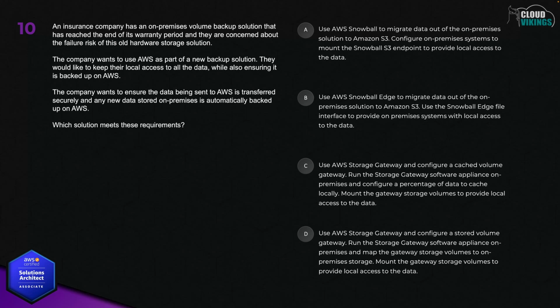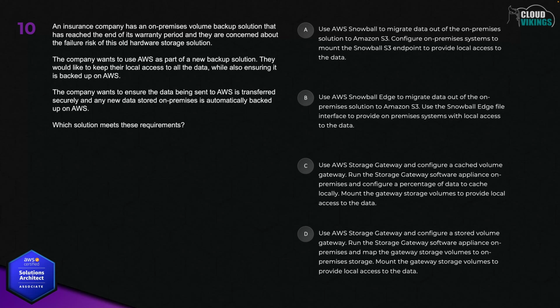A. Use AWS Snowball to migrate data out of the on-premises solution to Amazon S3. Configure on-premises systems to mount the Snowball S3 endpoint to provide local access to the data. B. Use AWS Snowball Edge to migrate data out of the on-premises solution to Amazon S3. Use the Snowball Edge file interface to provide on-premises systems with local access to the data.